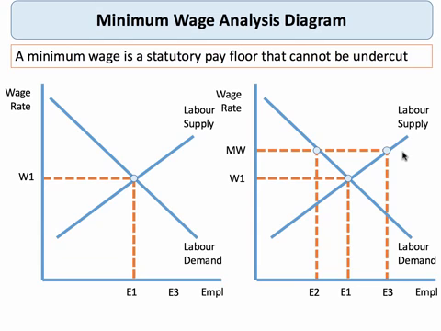Consequence normally is that the supply of labour expands. More people are willing and able to work at a higher wage. But it could also be the case that the demand for labour from employers could contract. So labour supply could expand to E3, labour demand could contract to E2, and as a result you could lead to an excess supply of labour.